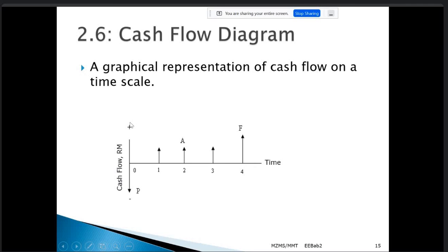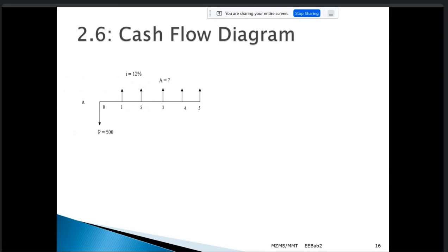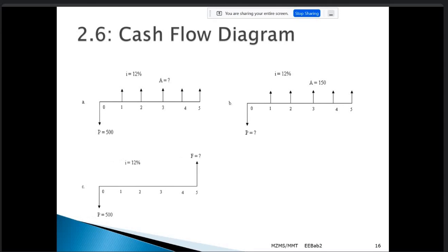Okay, so now you have plus and minus. If let's say you borrow the money, meaning minus or plus? Plus. Why plus? Because we have more money. You get the money. So if you receive the money, it means plus. If you invest or you withdraw your money, it is minus. So you have to imagine your pocket. When you borrow, the money gets into your pocket. So that is plus. Okay. So these are the examples.